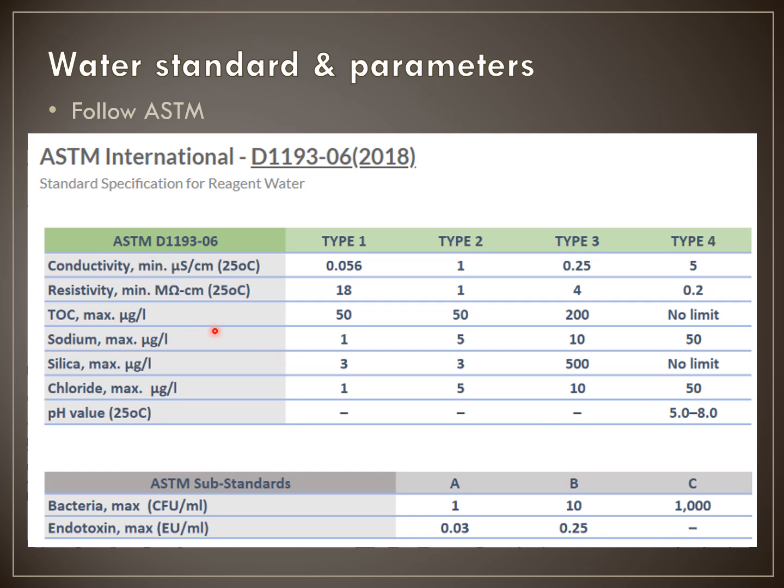Pay attention to the TOC, pay attention to the bacterial level. This is the basic standard level required for each type of water based on the ASTM standard. But if your requirement for TOC is higher, you follow your own parameter needed. You don't just say, oh, it has reached type 1, so I can use it. No, always follow the requirement of your experiment. We must make sure all the parameters serve our experimental requirement.